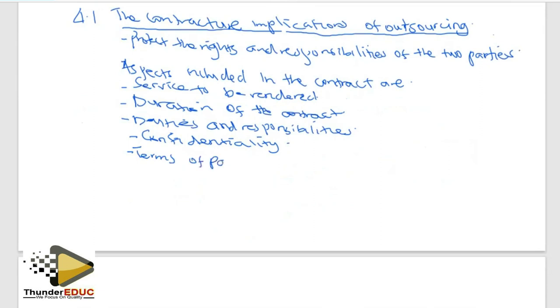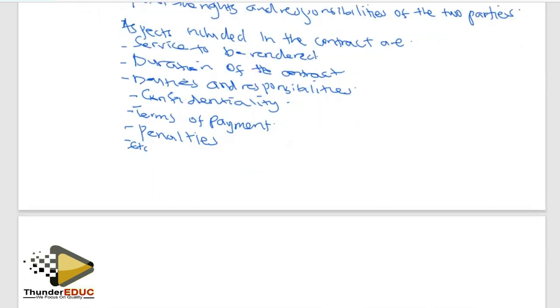Also, terms of payment. How are we going to pay? How am I going to be paid if I'm to do that? Then penalties of non-conformity. If I'm not complying with the terms of the agreement, what are some penalties I am going to face? And so many others that may be very important to be included in the contract. That is very important. Let's look at another question just to save time.